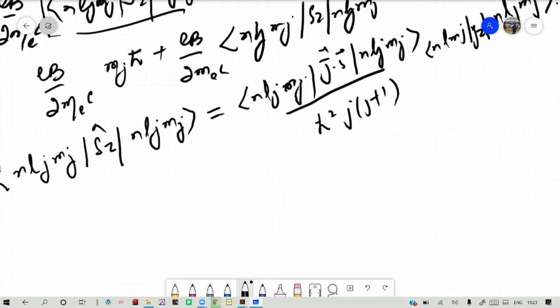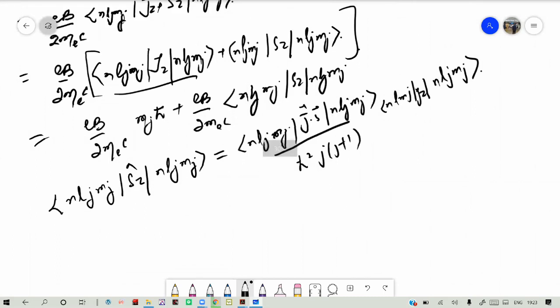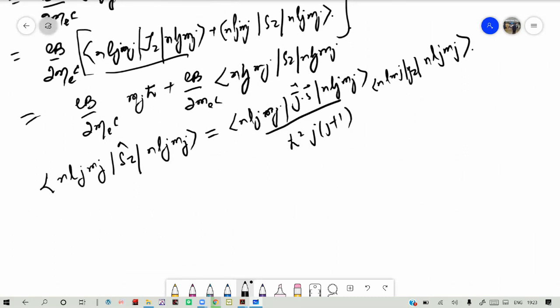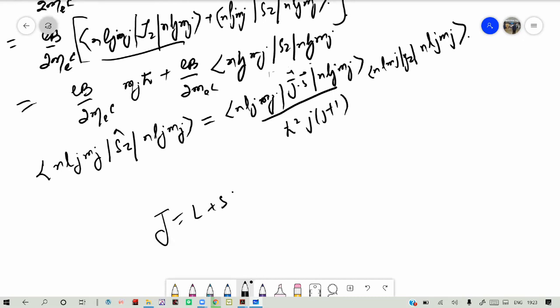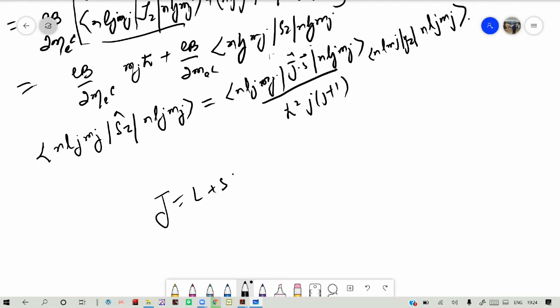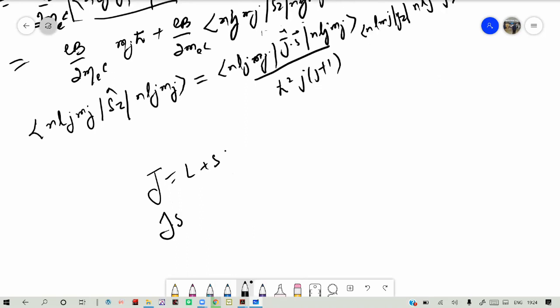So I have changed the orientation actually, so don't worry about it. Here it is. Now you need to calculate this J dot S. So you know that J is equal to L plus S, and I can write then J dot S is equal to (L plus S) dot S.